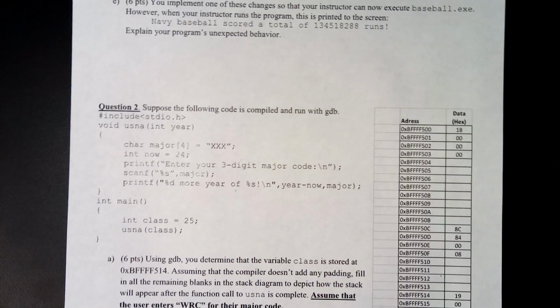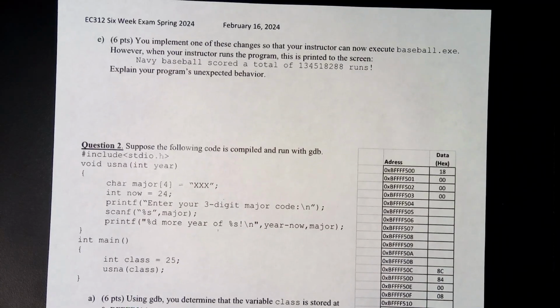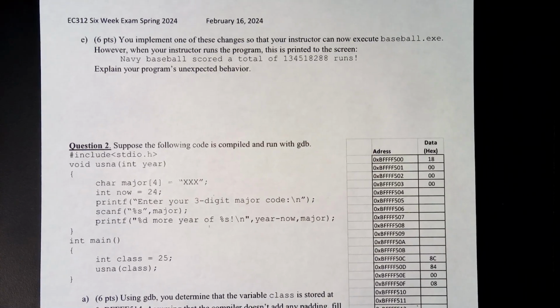Moving on to the final part, part E. You implement one of these changes so that your instructor can execute baseball.exe. However, when your instructor runs the program, this is printed to the screen: Navy Baseball scored a total of 134518288 runs. Explain the program's unexpected behavior. So if we look back at the code, we can see that we've got runs per inning. We have 9 things in that. We initialize that to some values for each of them. And then we loop through starting at 1, and we go up to 9, and we increment that each time.